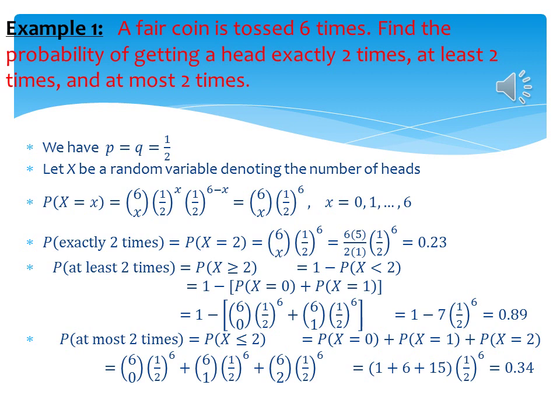By the formula, the probability of X equal x is nCx p^x q^(n−x). So n is equal to 6, so 6 combination x. p is equal to half to the power x. q is also half to the power n minus x, 6 minus x.